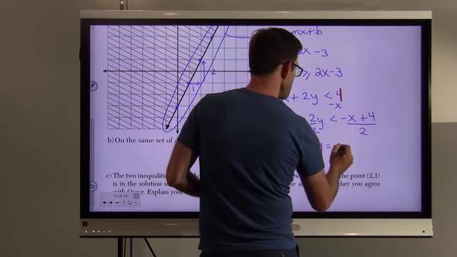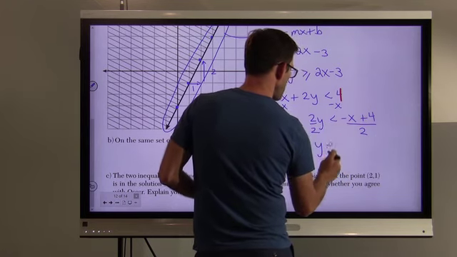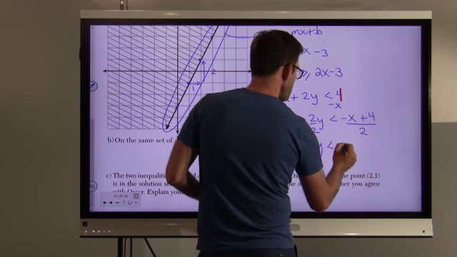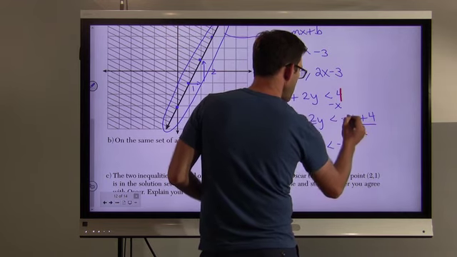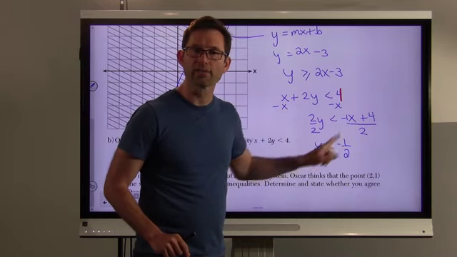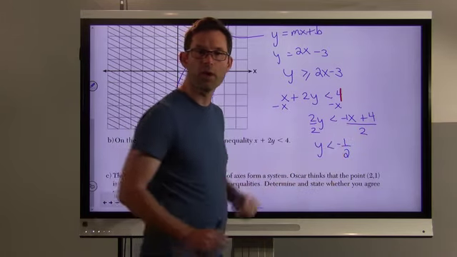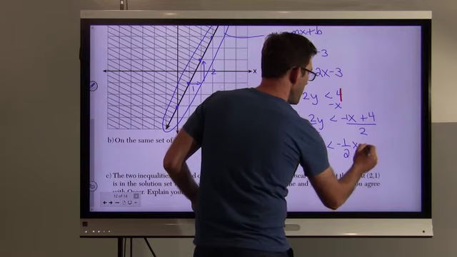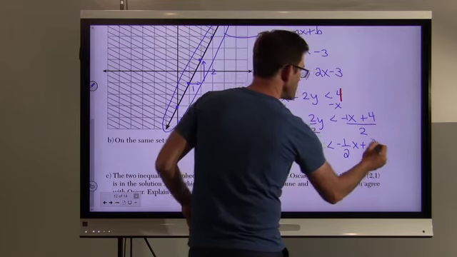So what I'm going to get is, oops, not equals, curve, not equals, y is less than negative 1 half x plus 2. Where did that negative 1 half come from? Well, there's really a negative 1 sitting in front of the x. So negative 1 divided by 2 is negative 1 half x. And then, of course, 4 divided by 2 is 2.